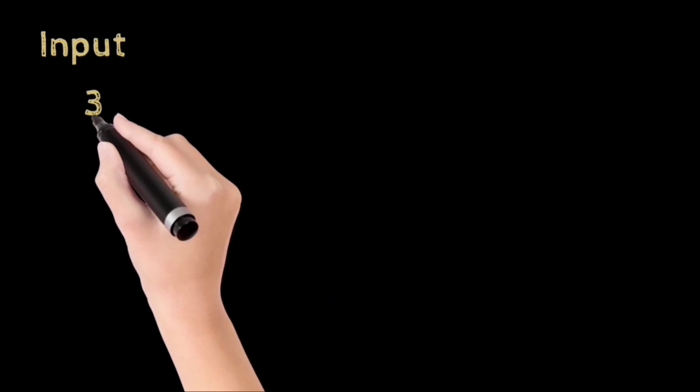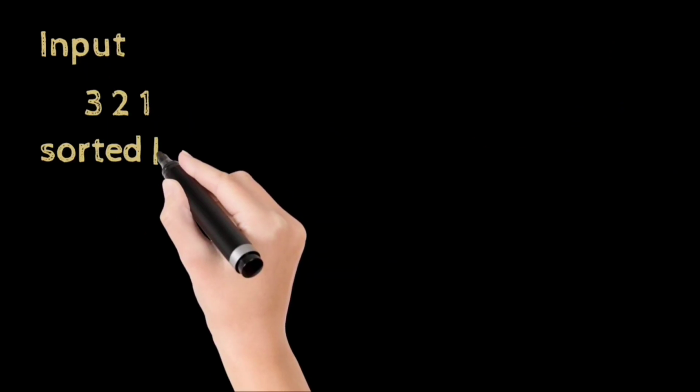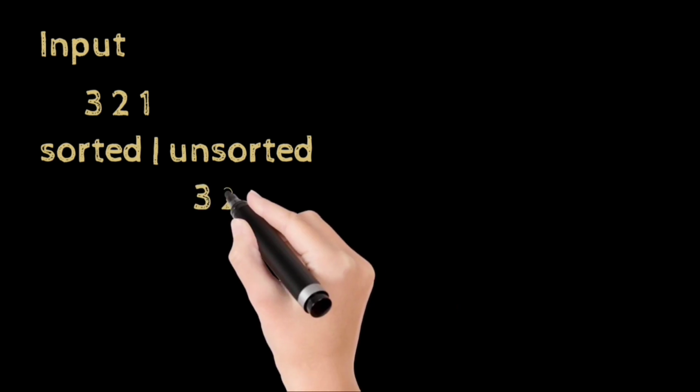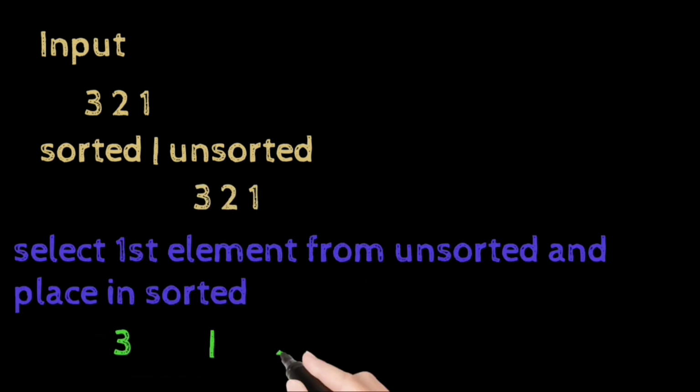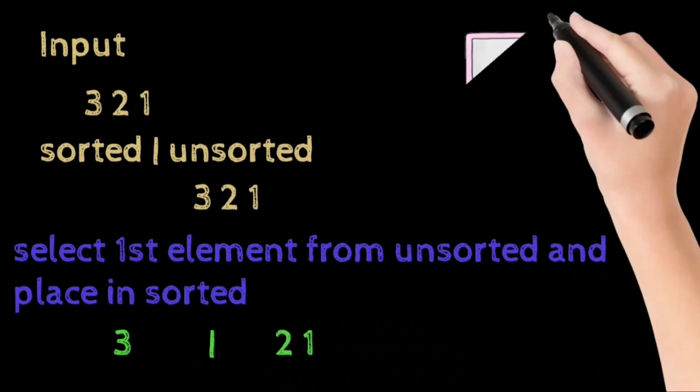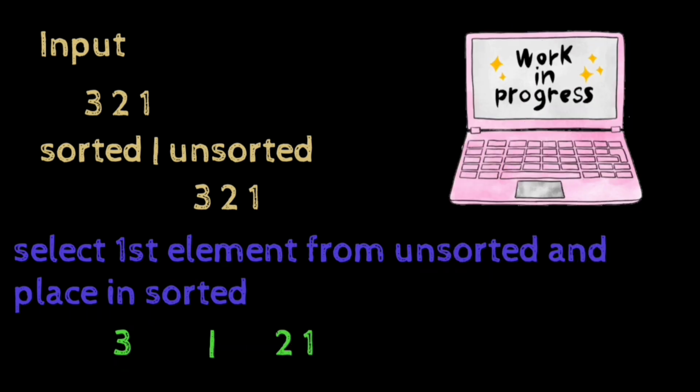So now here we are taking input 3, 2 and 1. So we are dividing sorted and unsorted. And in unsorted there is 3, 2, 1. Then we are selecting the first element from unsorted, which is 3, and we are putting it in the sorted one.